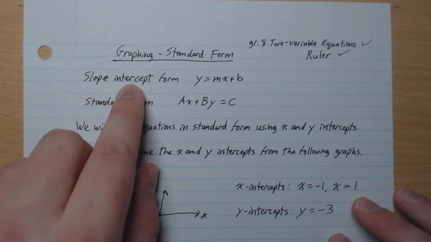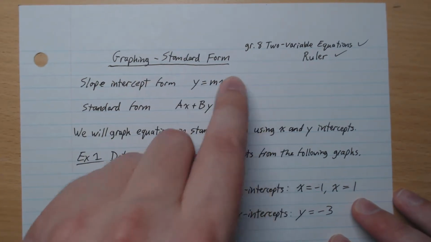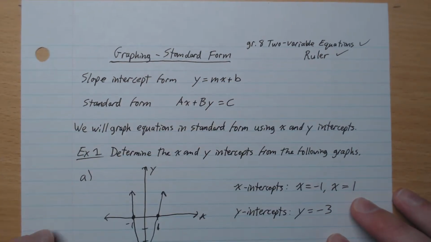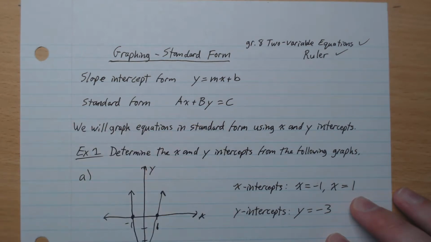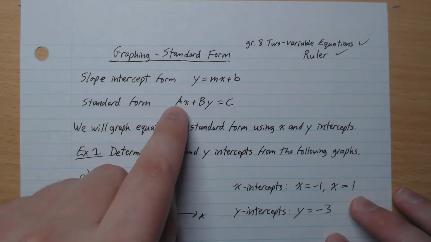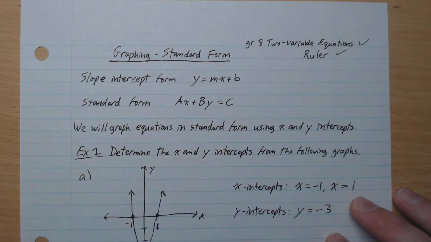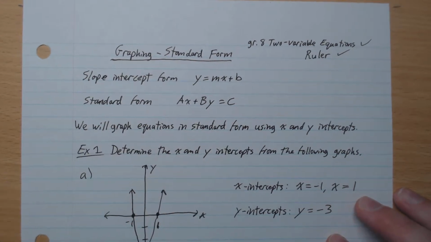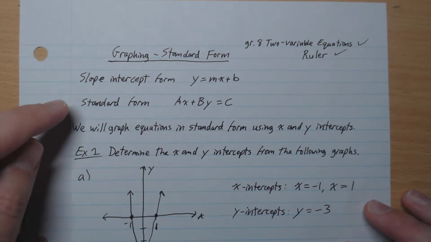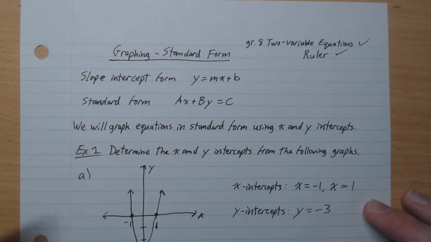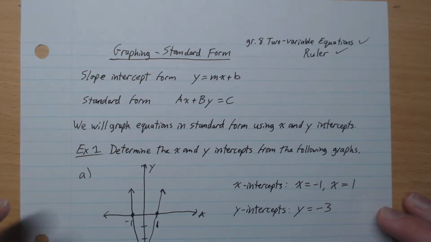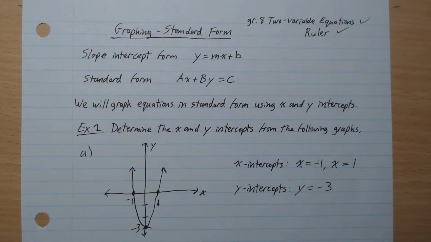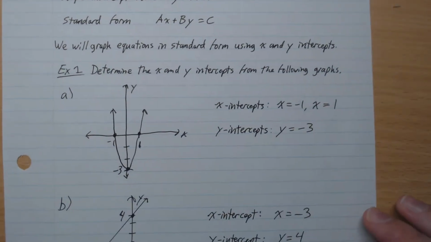So just a reminder, slope-intercept form is this here, y equals mx plus b. And another way we can write linear relations is of this form, ax plus by equals c, and we call that the standard form. And so we're going to graph equations in the standard form using x and y intercepts. So let's take a look at x and y intercepts before we start graphing.